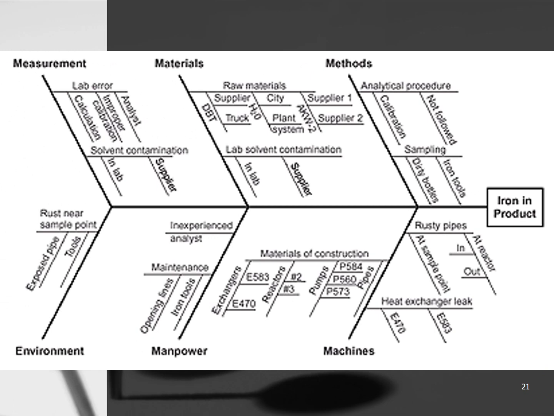In this next slide, you will see the problem or the effect of iron in product and its causes. We have 6 main causes: measurement, materials, methods, environment, manpower, machine. So usually we'll use these main categories, main causes, and then we will identify the primary, the secondary or tertiary causes of the problem, of the effect.